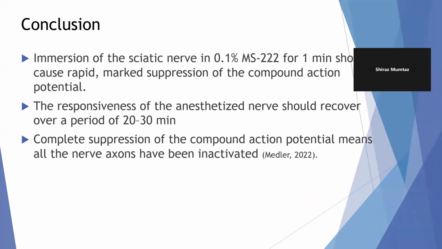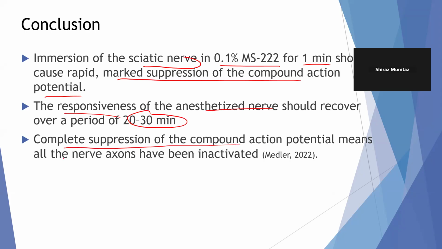So the conclusion is that immersion of the sciatic nerve in 0.01% MS-222 for 1 minute should cause marked suppression of the action potential. The responsiveness of the anesthetized nerve should recover within 20 to 30 minutes. Complete suppression of the action potential means that all the nerve axons have been inactivated and no further message is delivered from the neuron towards anywhere else, which means towards the brain.